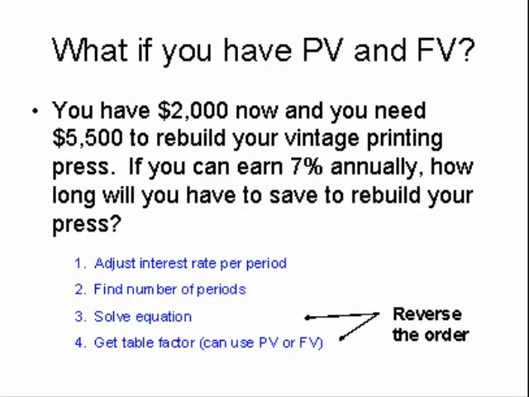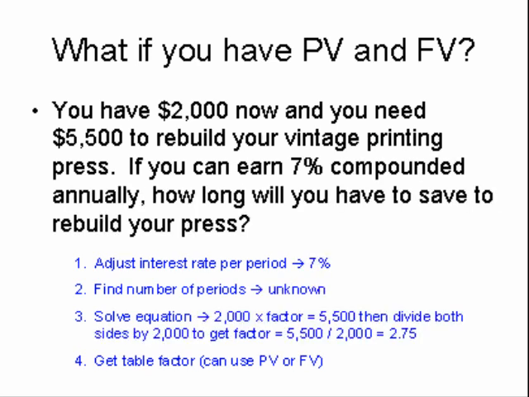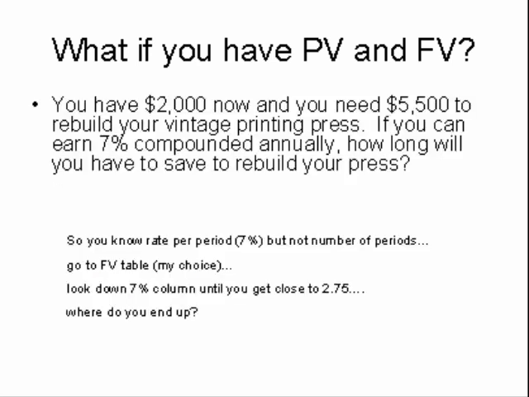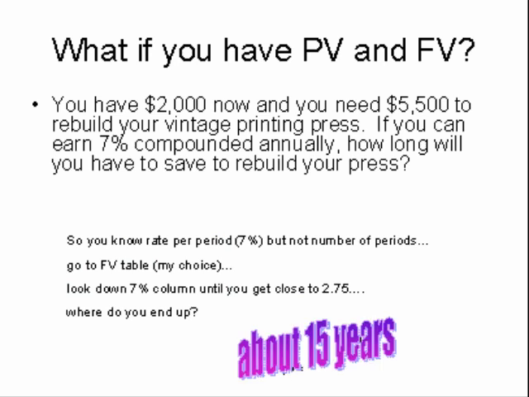Let's try another one. What if you have both the present and the future value and you're trying to figure out either interest rate or number of periods? You have to flip the fourth and third step. You have to solve for the factor and then go to the table and hunt for it. What do I mean by hunt for it? Here we know the interest rate, so we go to the 7% interest column and go down it until we find something close to 2.75. So get out your table, look down the 7% column, and follow it until you come to some number of periods that looks pretty close to 2.75, and it looks like about 15 years. Okay? So that's how you hunt to solve for those.